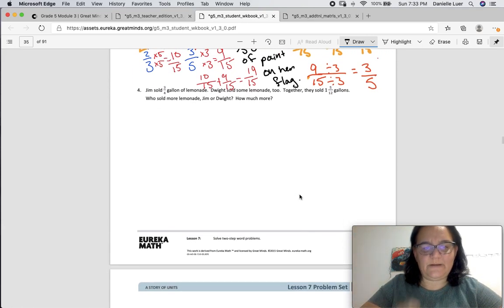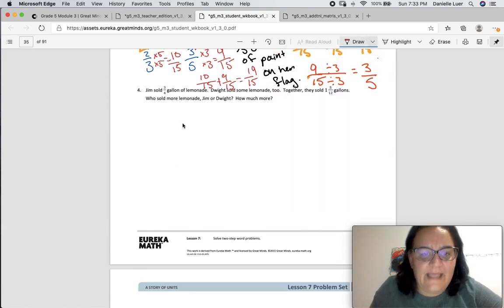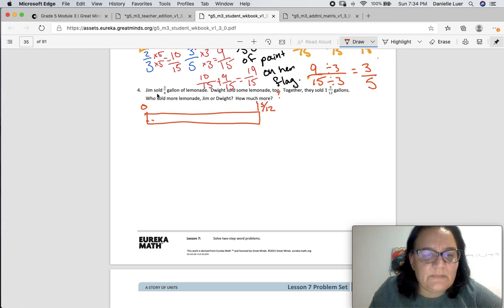All right, we just have 2 more here. Jim sold 3/4 of a gallon of lemonade. Dwight sold some lemonade too, but we don't know how much. Together they sold 1 5/12 of a gallon. Who sold more lemonade? Okay, so here's my tape diagram, and I know that this tape diagram is from 0 to 1 5/12. Okay, and if Jim sold 3/4, how much did Dwight sell?